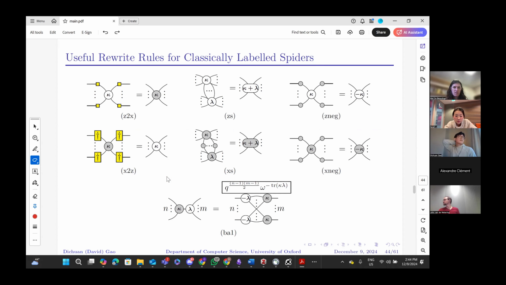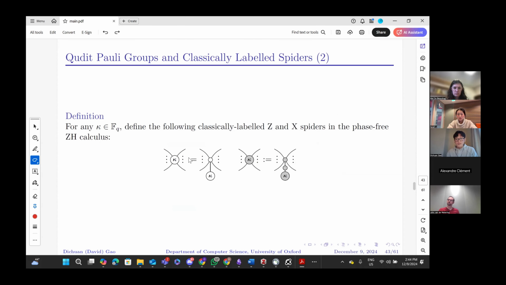So if I were to just remove this, if I were to define my classically labeled spiders this way, I don't think the fusion rules would work in any meaningful sense. Neil, did you have an idea on this?